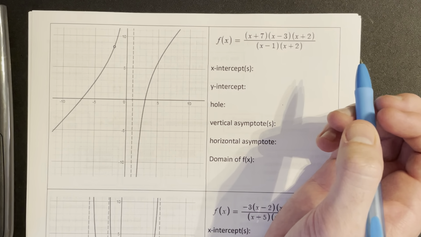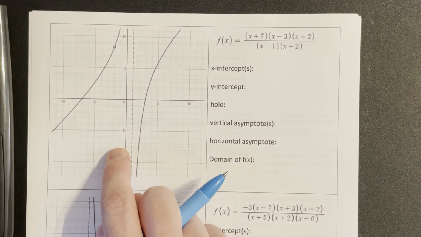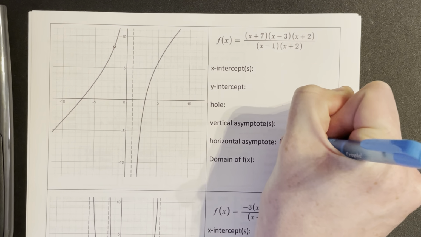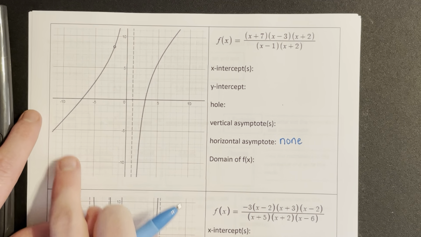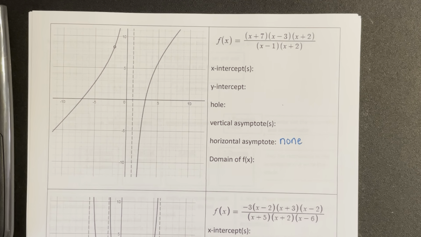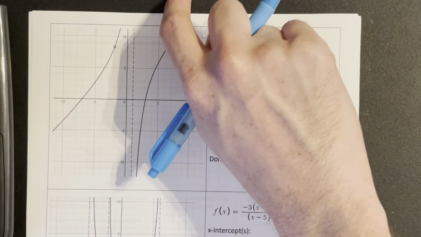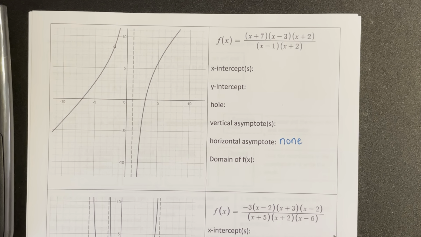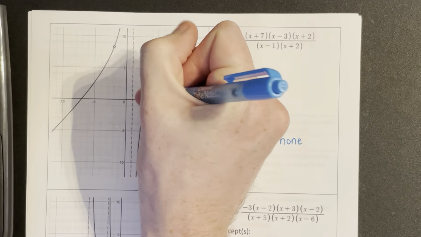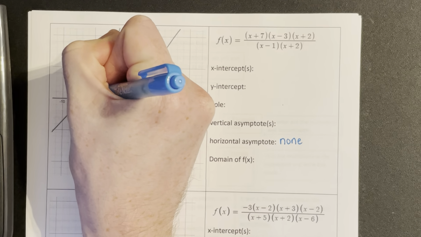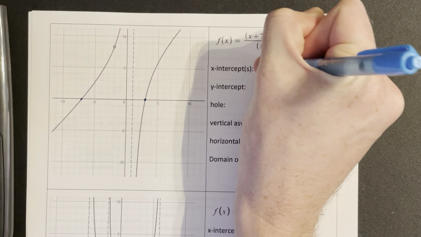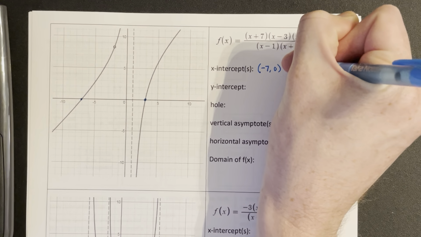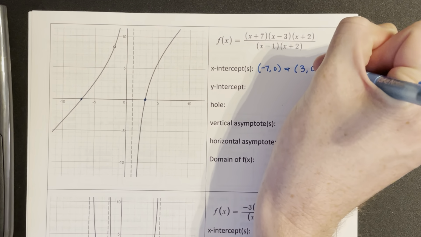All right, if you've already tried these, what you'll notice about this third one is that there's no horizontal asymptote. The function is not flattening out at any particular part. That's because what we actually have is a slant asymptote that's going this way. We don't really know how to define that algebraically yet, but we will learn. So the x-intercepts, where it crosses the x-axis, are at -7 and +3. So -7, 0, and +3, 0.